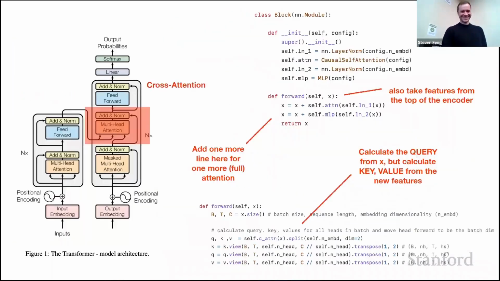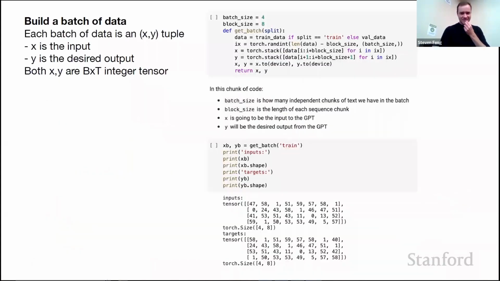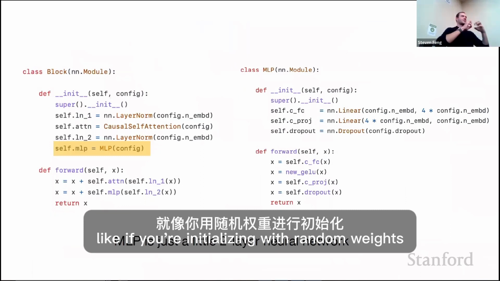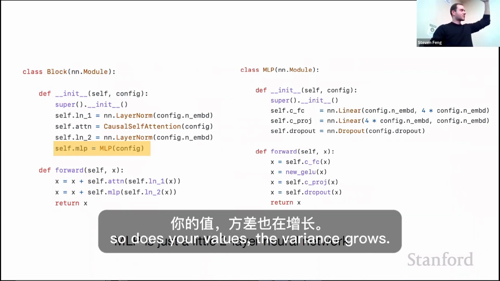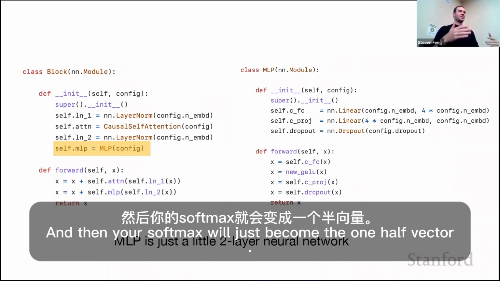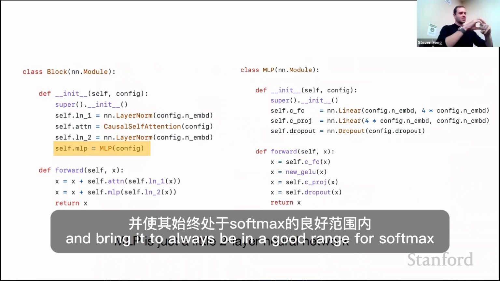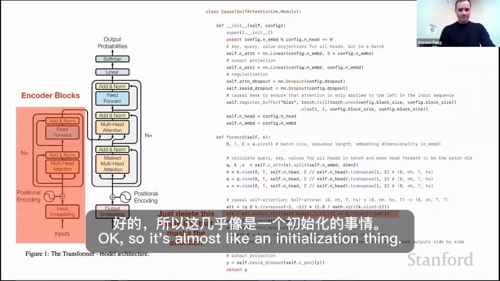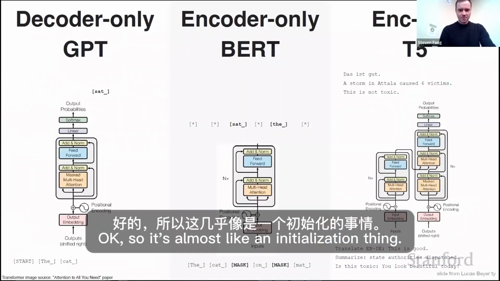There's a question on Zoom. Just back to softmax: why don't you divide by root d? Oh, yeah, the root d. Basically, if you're initializing with random weights sampled from a Gaussian, as your dimension size grows, so does the variance of your values, and then your softmax will just become a one-hot vector. So it's just a way to control the variance and bring it to always be in a good range for softmax and a nice diffuse distribution. So it's almost like an initialization thing. Okay.